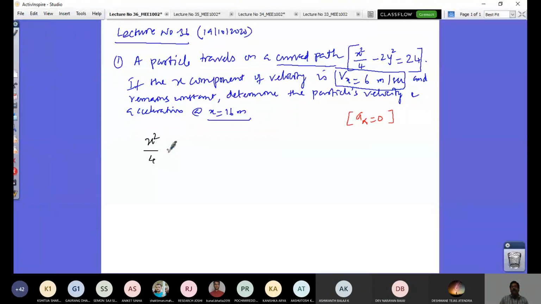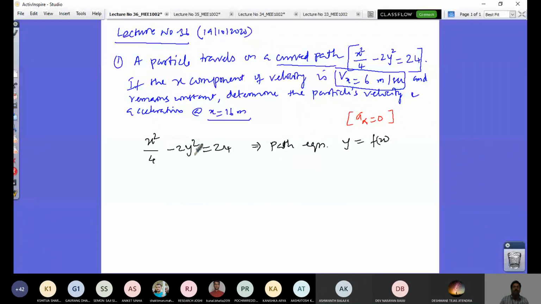This is the path equation. You could represent y as f of x if you are interested in getting the path variation or plot. But I'm taking it as it is in the given form and differentiating this equation, because I know x and y are functions of time.